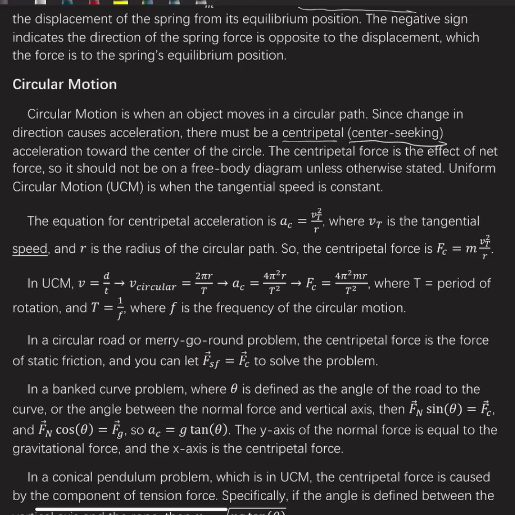Centripetal force is not a force, and it should not be on the free body diagram unless it's specifically mentioned to draw the centripetal force. Uniform circular motion is when the tangential speed is constant. Speed.